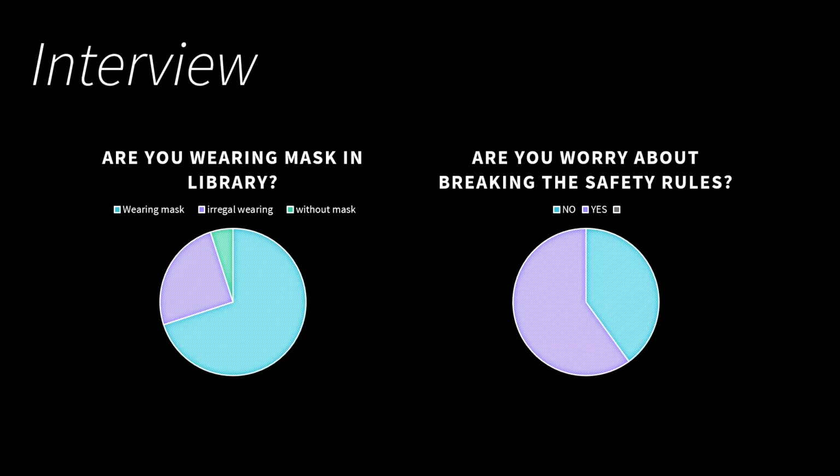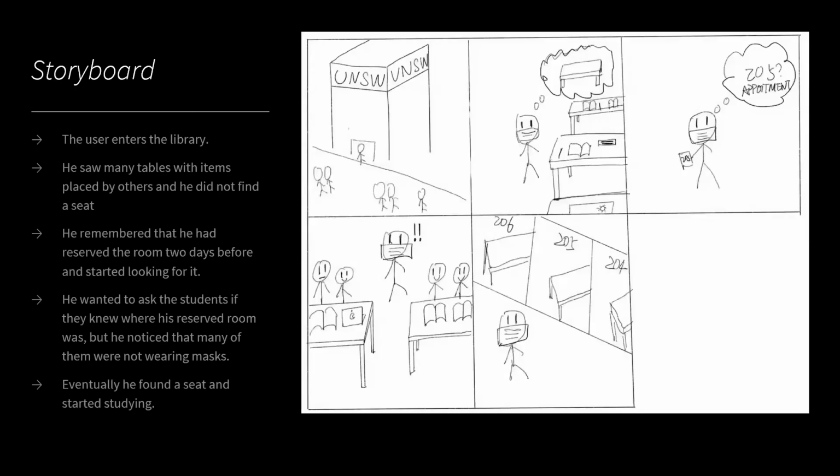Then I used one of the respondents' experiences as scenario material. First, the user entered the library. Then he saw many tables with items placed by others, and he did not find a seat. He remembered that he had reserved the room 2 days before, and started looking for it. He wanted to ask the students if they knew where his room was, but he noticed that many of them were not wearing masks. Eventually, he found a seat and started studying.